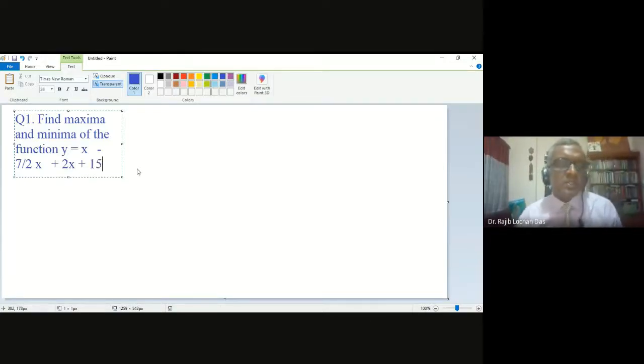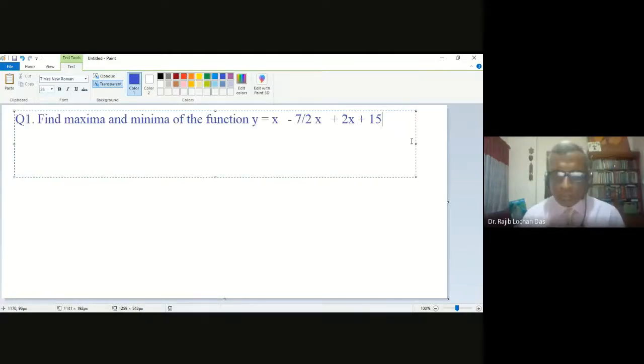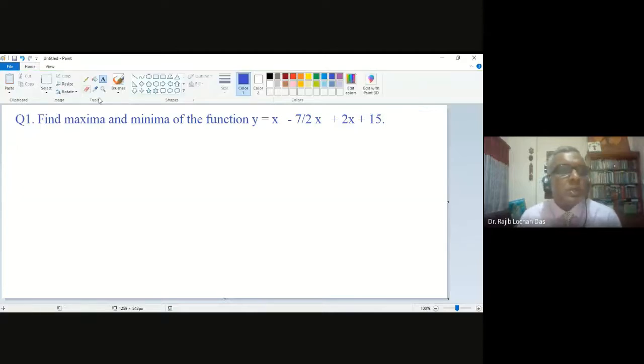So this is the question given, and I want you to find the maxima and minima. So let me complete the question. It is x cube and 7 by 2 x square and 2x and 25. Is the question okay?